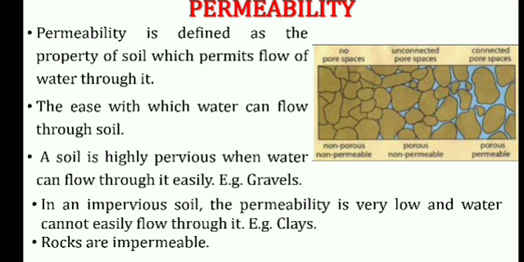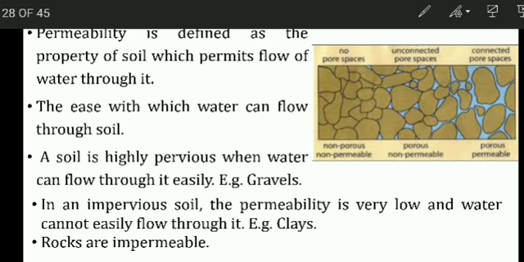When these voids are present in the soil and they are interconnected, what happens? The water can flow through the soil very easily. That is what is called permeability, the ease with which the water can flow through the soil. Here in the image you can see this material is non-porous because there are no pore spaces available, so it is not permeable.